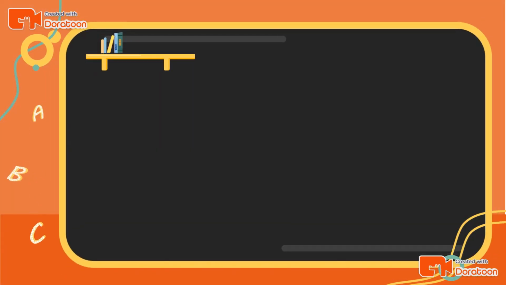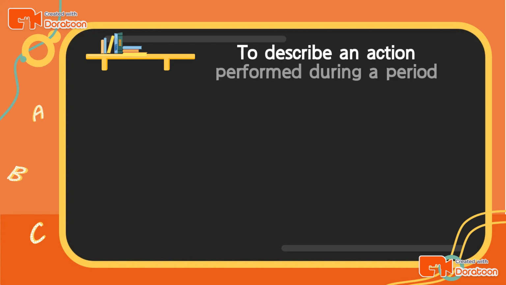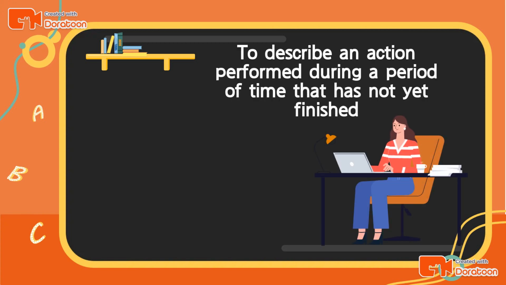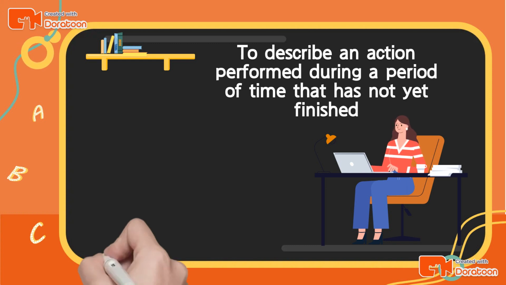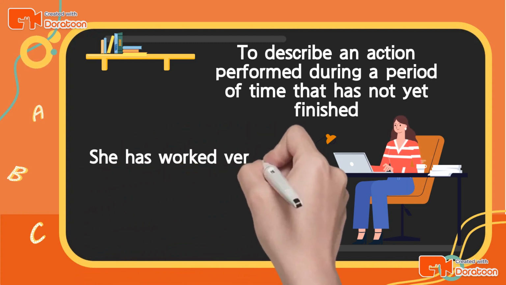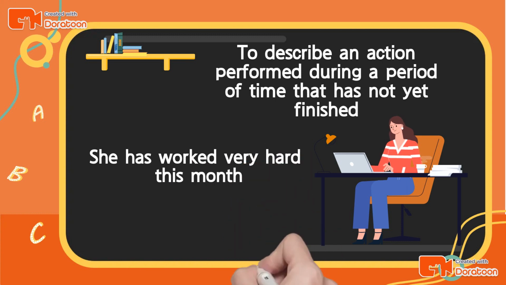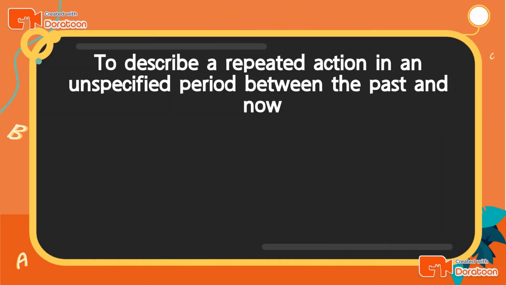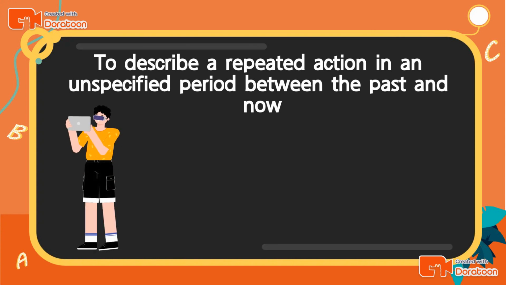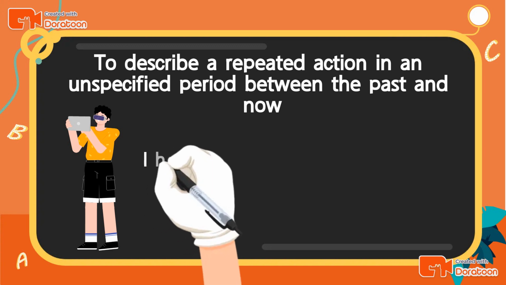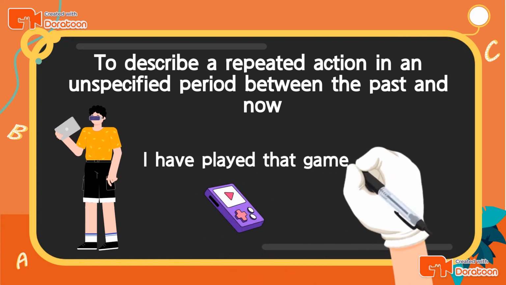Another instance in which we use the present perfect is to describe an action performed during a period of time that has not yet finished. For example, she has worked very hard this month. Next instance is to describe a repeated action in an unspecified period between the past and now. For example, I have played that game many times.